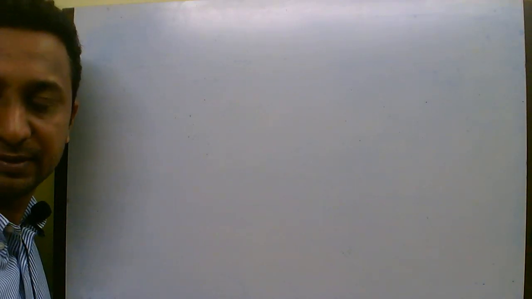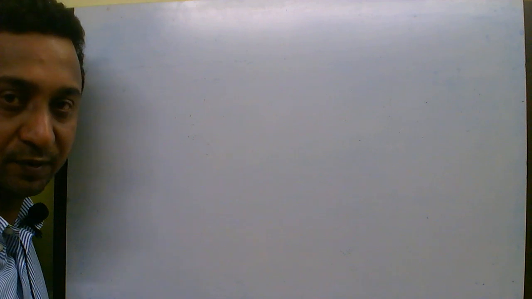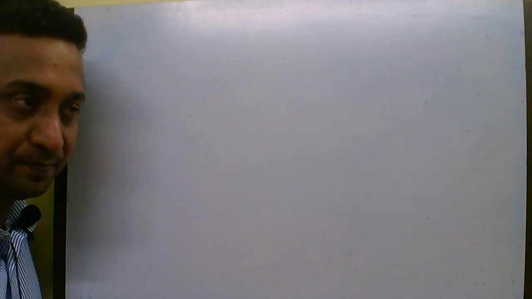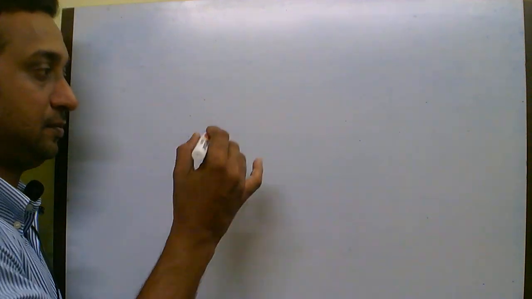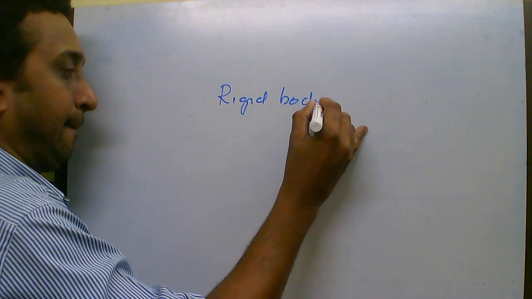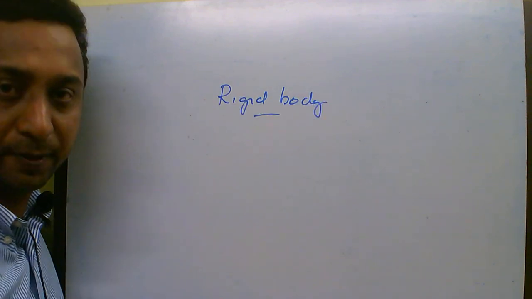Now let us discuss a few terms related to the first chapter of 10th standard physics, the fourth chapter. The chapter starts with the term rigid body. Now what do we mean by the rigid body?